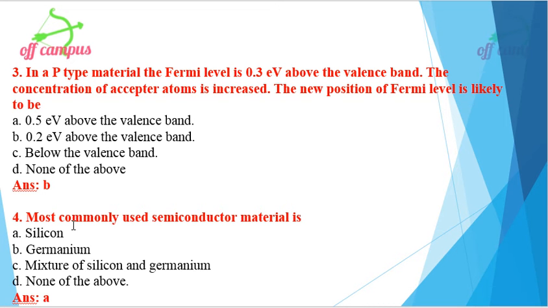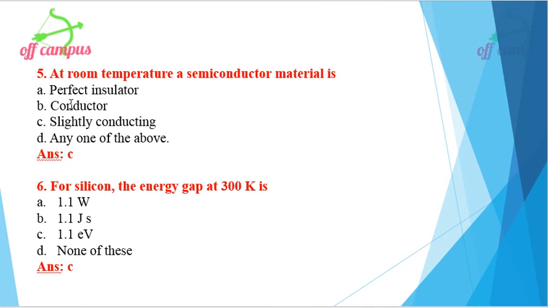Then question number 4: the most commonly used semiconductor material is, the answer is option A, silicon. Silicon is the most commonly used semiconductor material. Then question number 5: at room temperature a semiconductor material is slightly conducting. Option C, slightly conducting, is the right option.